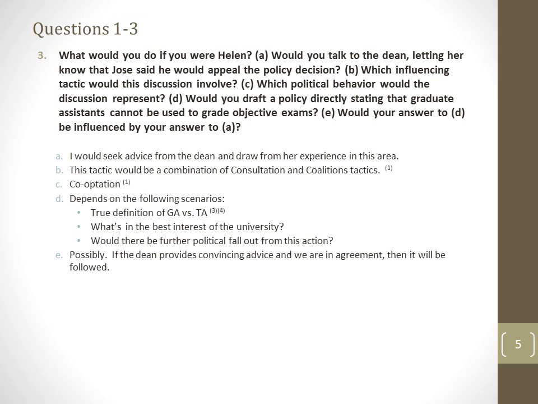Part C of the question, which political behavior would the discussion represent? I think that would be co-optation, which means that you want to have people on your side rather than competing with you, especially in political situations.